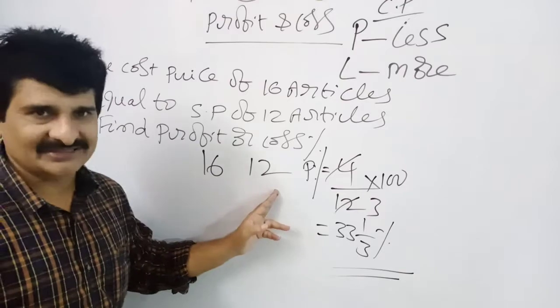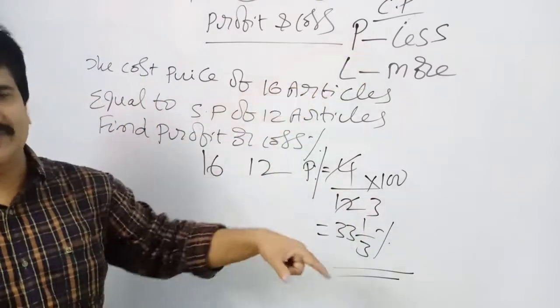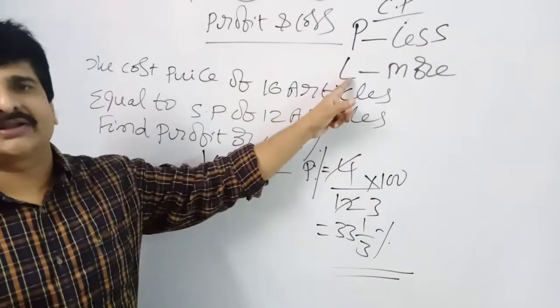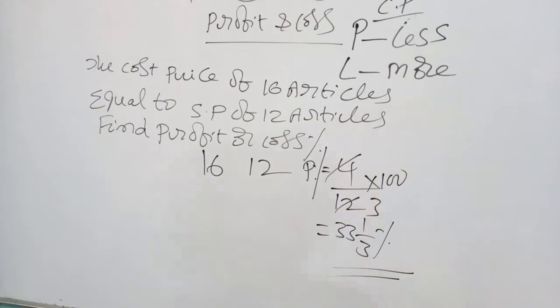You write the two numbers. First you find whether you get the profit or loss, then you apply this rule. When profit, you have to write the less value. When you are getting the loss, we have to write the more value, into 100 to get the percentage.